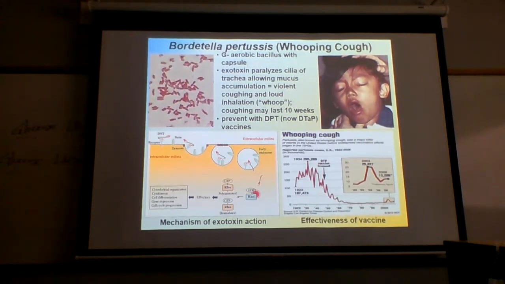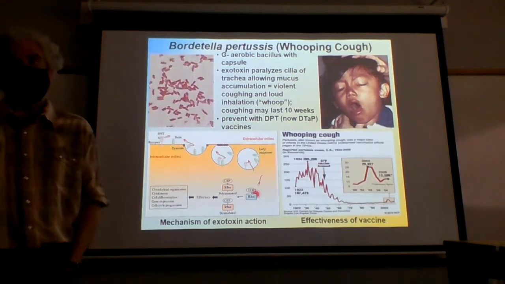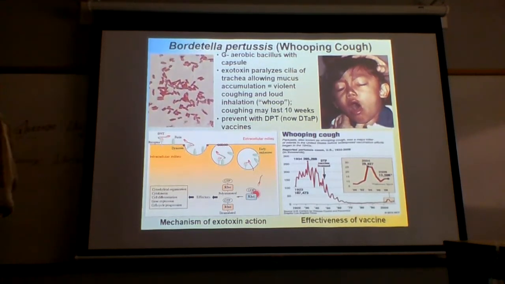If you lose the ability to move your cilia, you're going to begin to accumulate material and start having a fairly violent cough. Ugh. So the inhalation is that sort of whooping sound. It can last for a long time because not only do you have to get rid of the bacteria, but then you also have the effects of the exotoxin as well.